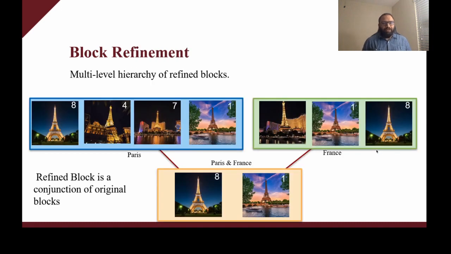In addition to block scoring, we also propose a block refinement mechanism that creates a multi-level hierarchy of refined blocks. A refined block is generated by performing an intersection of the original set of blocks. In this example, we show a two-level hierarchy where the first level contains singleton tokens that refer to the initial set of blocks generated from tokens. The second level corresponds to the conjunction of tokens and contains more refined and smaller sized blocks. I won't go into the details of how these blocks are constructed efficiently. Please refer to the full paper for more details and theoretical guarantees of the proposed mechanism.